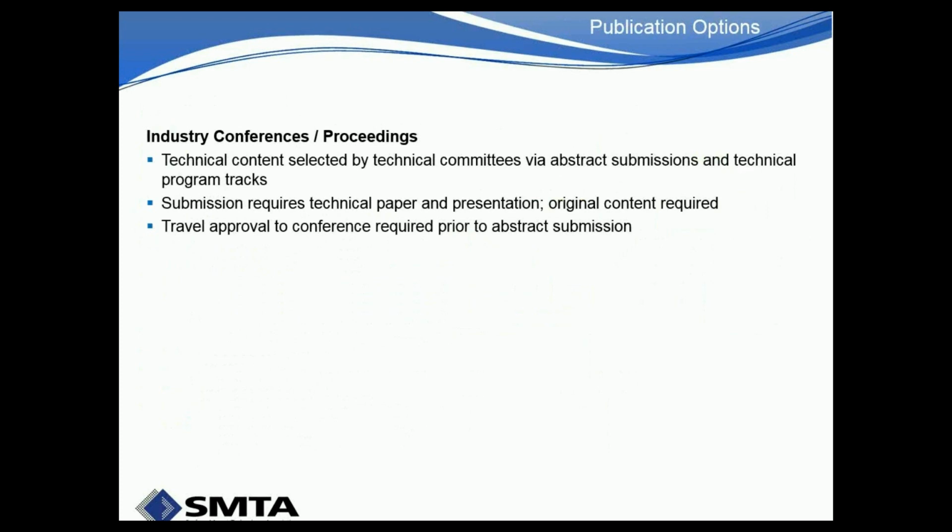Next, and this is often the first step for many authors, is publishing at industry conferences or proceedings. Technical content is selected by technical committees via abstract submissions and technical program track requirements. Submission requires a technical paper and a presentation. Original content is required. It's important to note that if you're going down this road, travel approval is required to attend the conference and should be attained before abstract submission.